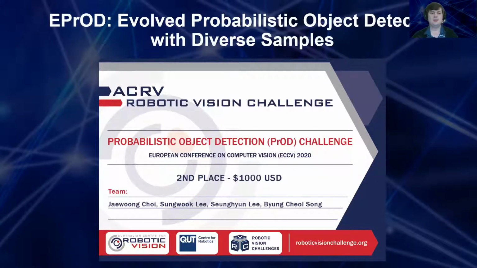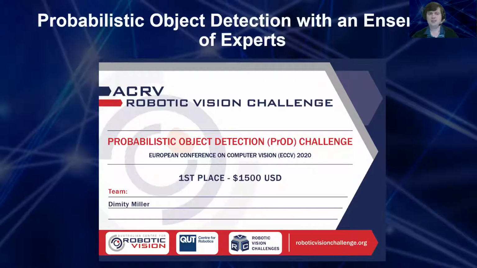In 2nd place, there is the team with EPROD, Evolved Probabilistic Object Detection with diverse samples. A big thank you to that team, and the representative on the panel here today will be Sungwook Lee. And in 1st place, a big thank you and congratulations to the paper Probabilistic Object Detection with an Ensemble of Experts by Dimity Miller. A big thank you to all of these team members and the panelists who are going to be presenting their teams today.